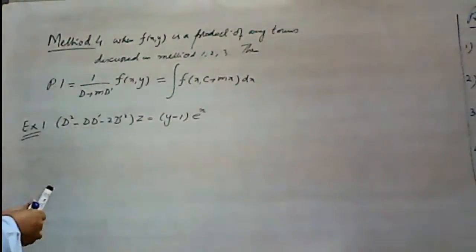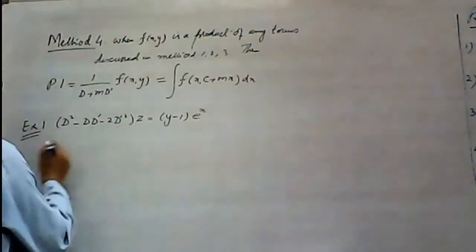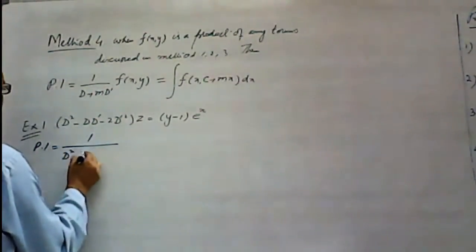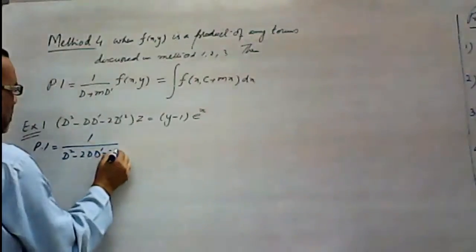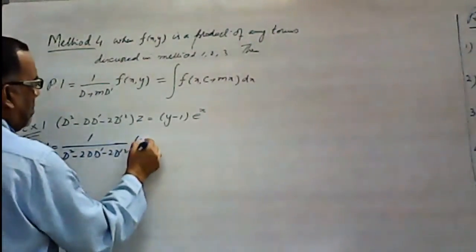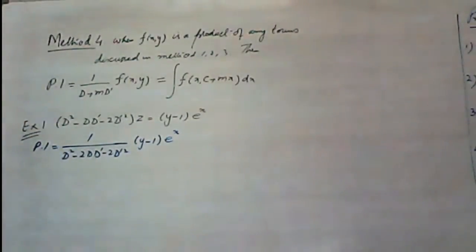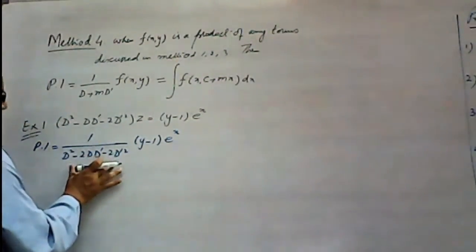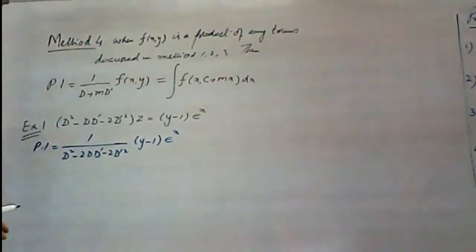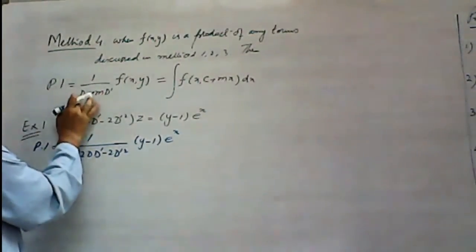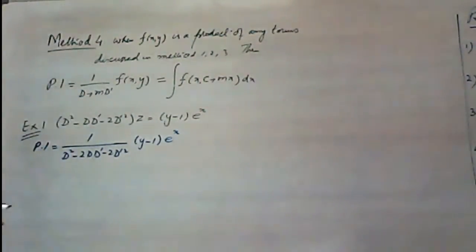So what will be the particular integral? Particular integral will be equal to 1 upon d square minus 2dd dash minus 2d dash square, y minus 1 e power x. Now first of all you have to break this term to make product of linear terms. It is mandatory to make the product of linear terms. Why? Because this formula says it needs a linear d and linear d dash.